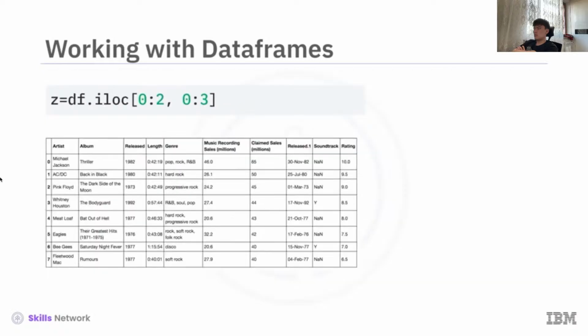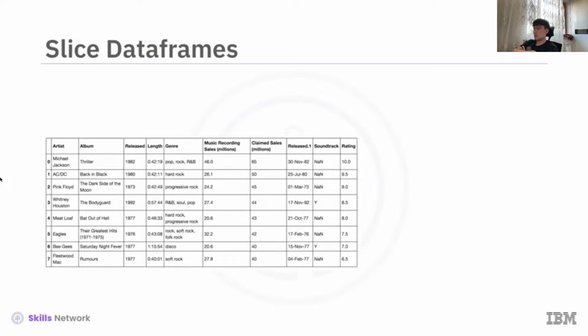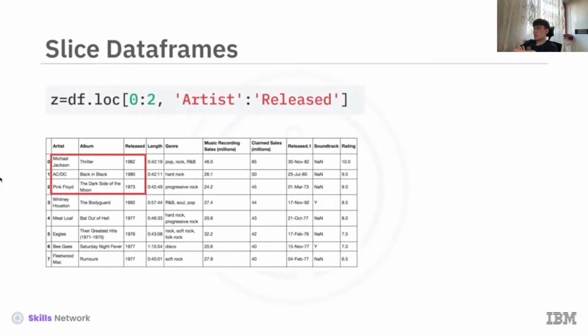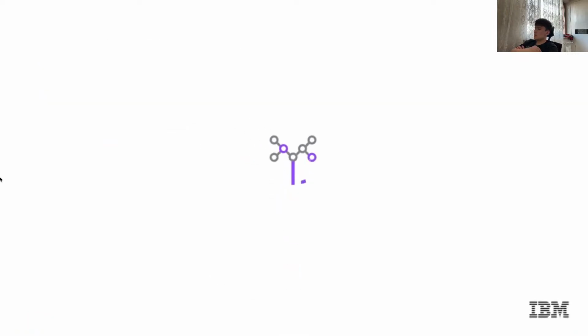You can also slice data frames and assign the values to a new data frame. Assign the first 2 rows and the first 3 columns to the variable z. The result is a data frame comprised of the selected rows and columns. You can also slice data frames using loc. The code assigns the first 3 rows and all columns in between the columns named artist and released. The result is a new data frame z with the corresponding values. Check out the labs for more examples.